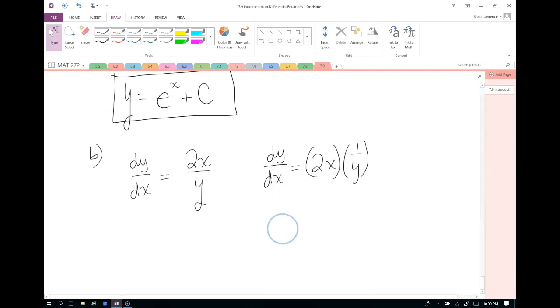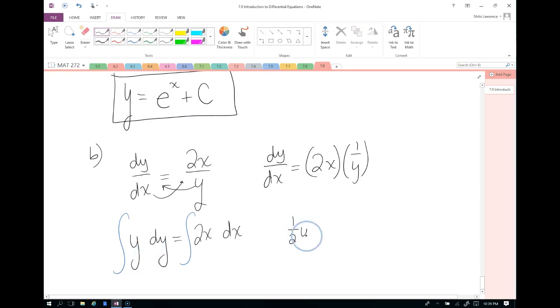We want to get all the y's on the left, so I need to multiply this y over to that side, and then I need to multiply the dx over to that side. So I get y dy equals 2x dx. And once we've got it separated, we will go ahead and integrate. So the antiderivative of y is 1/2 y squared. We just do the power rule. And then the antiderivative of 2x is x squared. And remember, we put our plus c on our independent side.